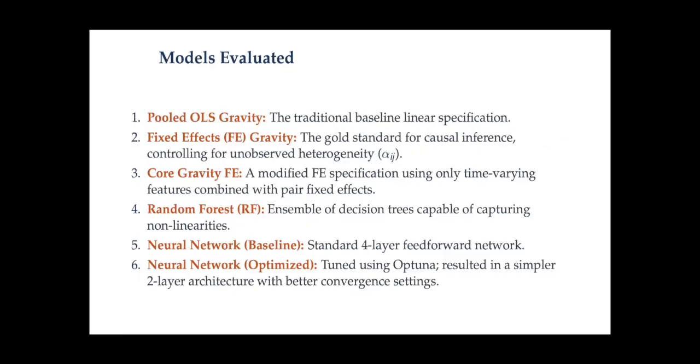So I ran 6 models in total, even more in the middle of testing, and I report 6 models finally. Number 1 is pooled OLS, and the second one is fixed effect, and I modified the fixed effect variables like a feature selection after that. So the core gravity fixed effect model, and number 4 is random forest and neural network. I did a baseline and then hyperparameter changing by Optuna. Neural network optimized is the last model.